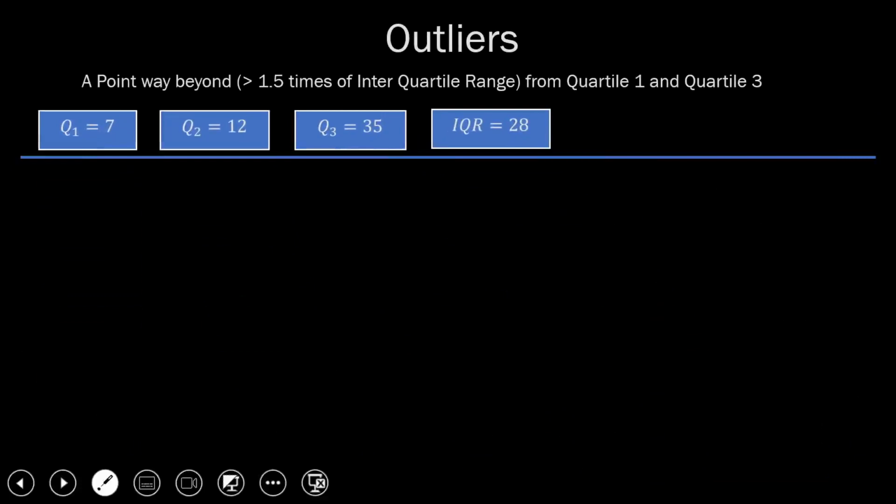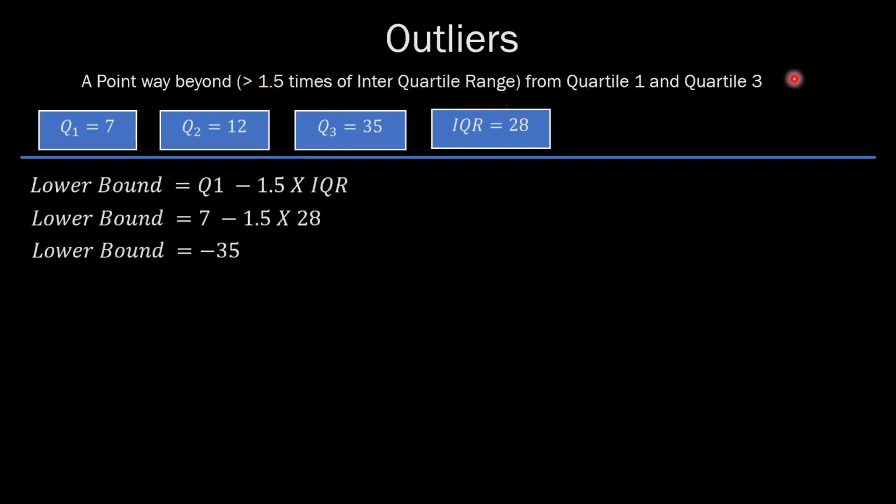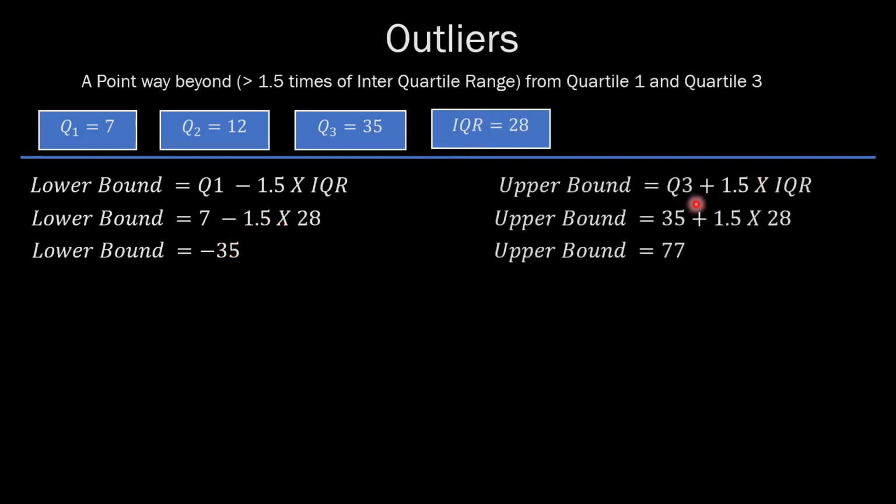To understand the definition of outliers, which is 1.5 times the interquartile range from quartile 1 and quartile 3, we need to find the lower bound and upper bound. Lower bound is nothing but Q1 minus 1.5 times the interquartile range, which is 7 minus 1.5 times 28, which comes to minus 35. Similarly, the upper bound is Q3 plus 1.5 times the interquartile range. Q3 is 35 plus 1.5 times 28, which is 77. These two are the lower bound and upper bound.